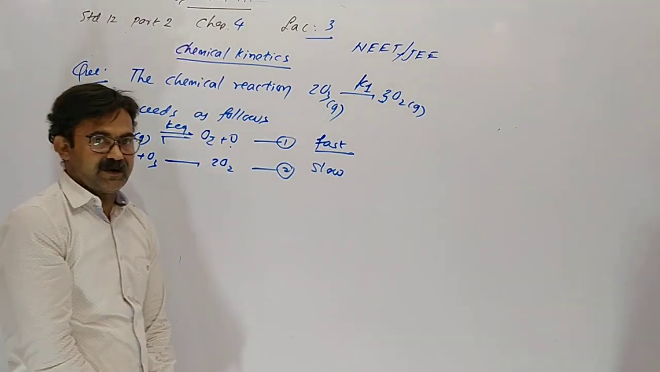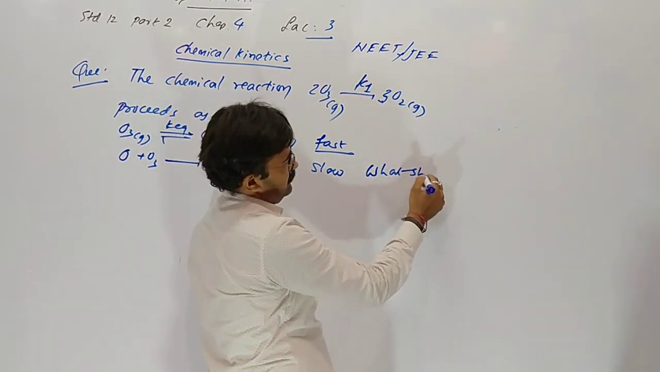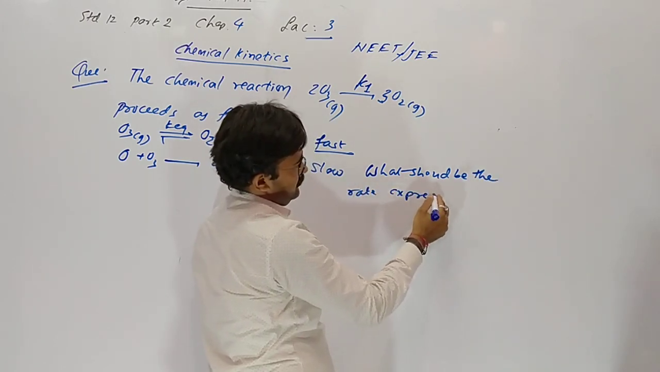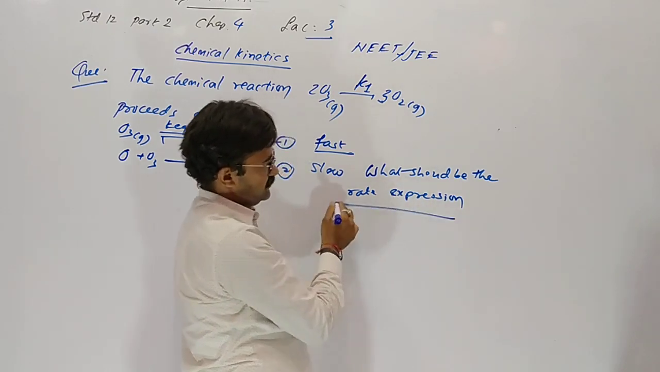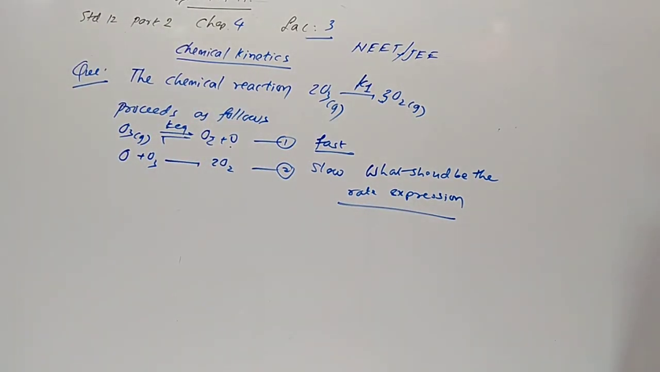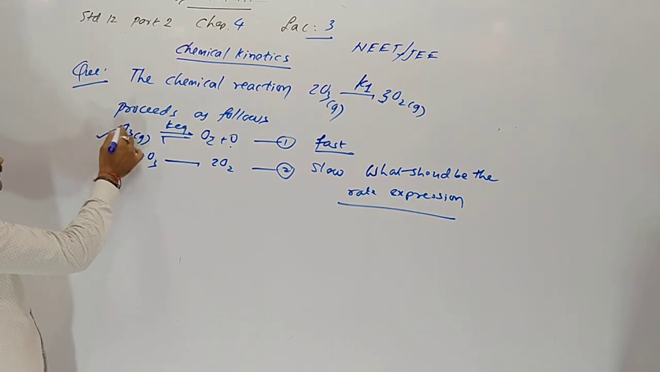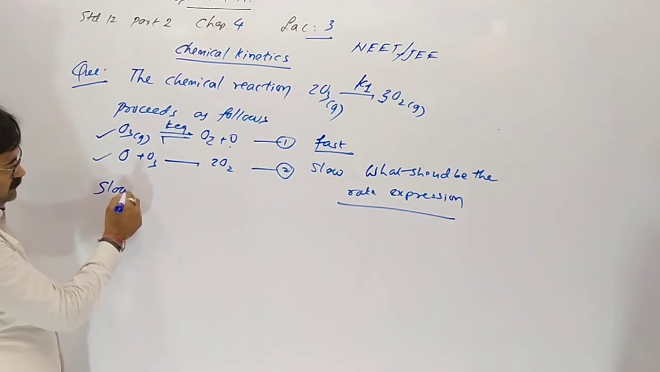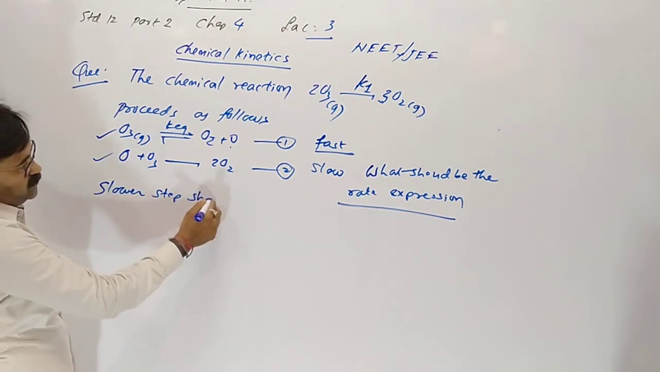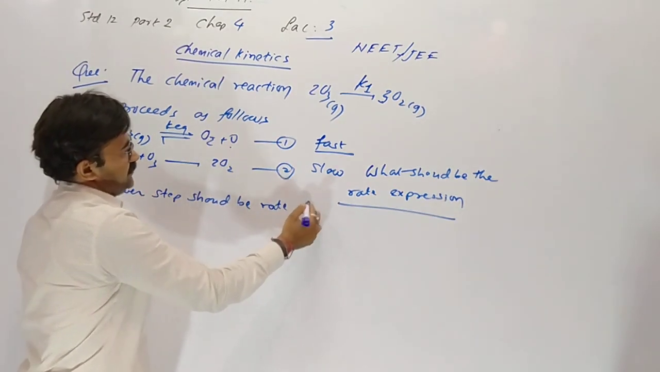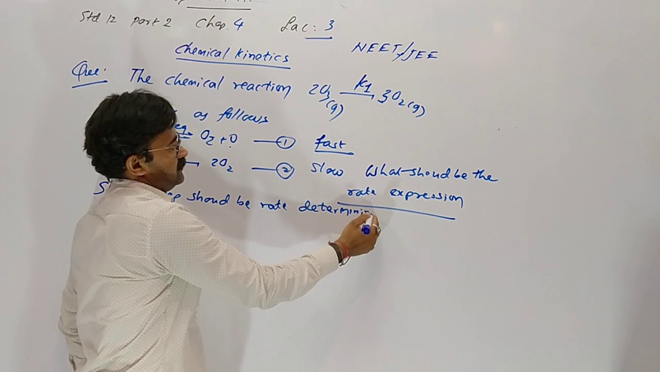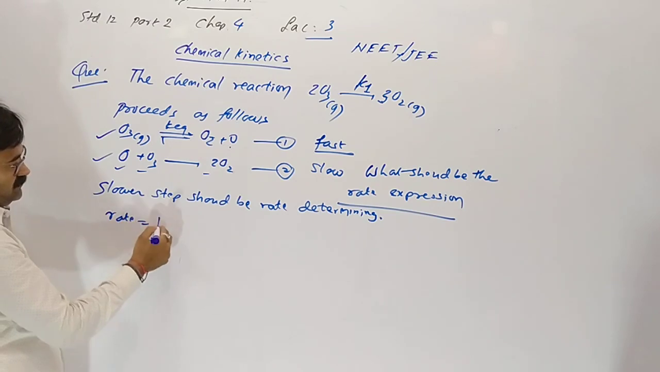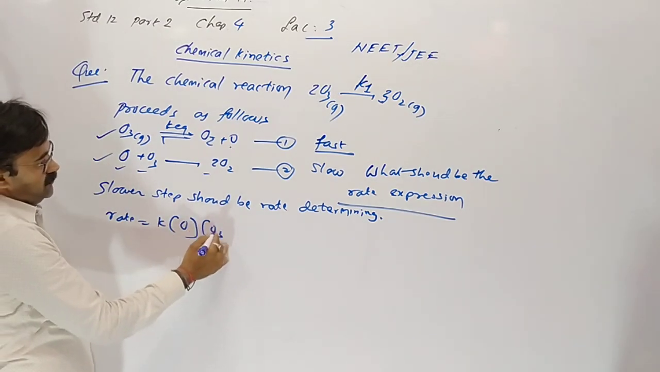What should be the rate law expression? Yes, the rate law we have to derive. We know this one is fast and this one is slow. So the slower step should be rate determining. So this slower step gives the rate equal to K into O into O3.